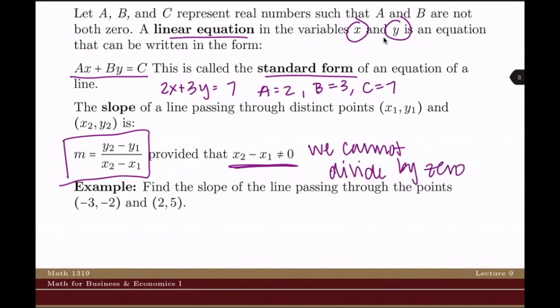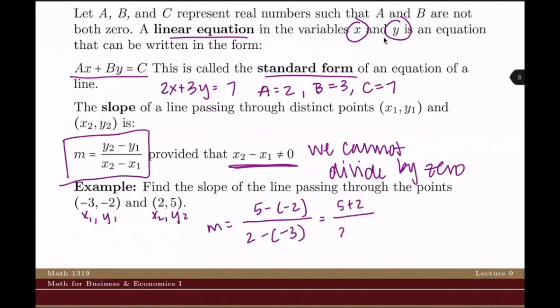So let's do this example. Find the slope of the line passing through the points -3, -2, and 2, 5. So this is going to be x1, y1, and x2, y2. All right, so let's start plugging these in. So that means m is going to equal 5 minus -2 divided by 2 minus -3, which is going to equal 5 plus 2 divided by 2 plus 3, which is 7 over 5. So this is our slope. Not too bad, right? Let's keep going.